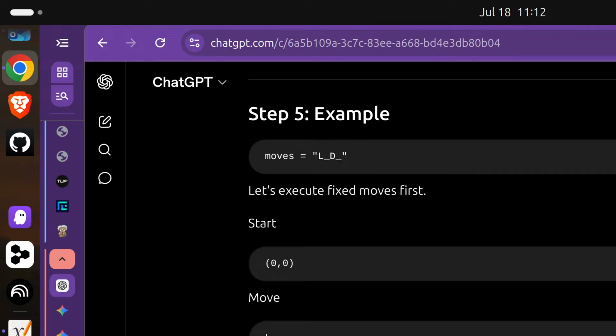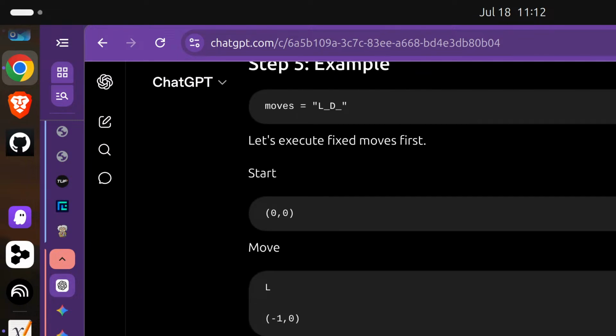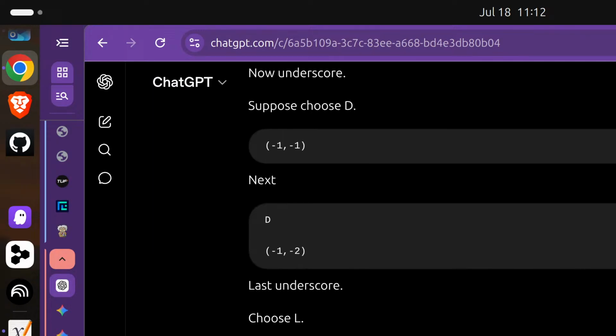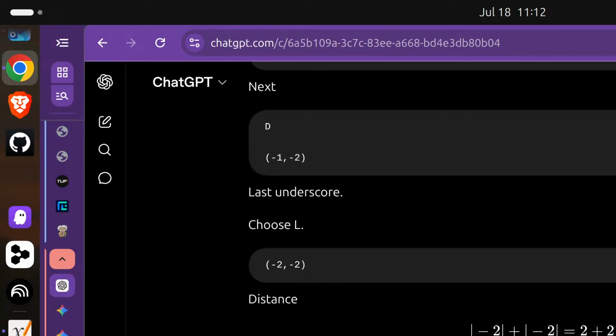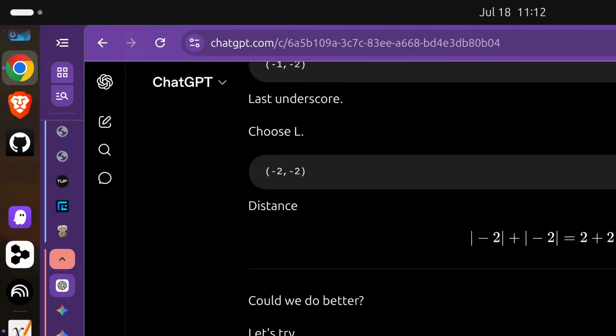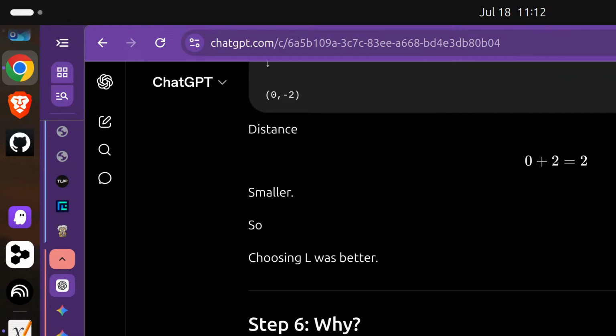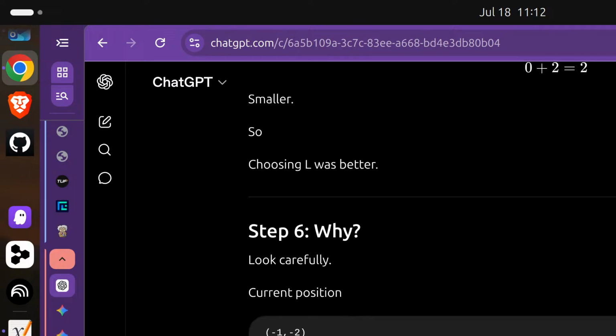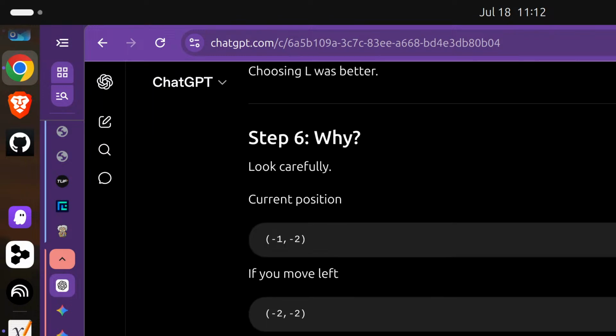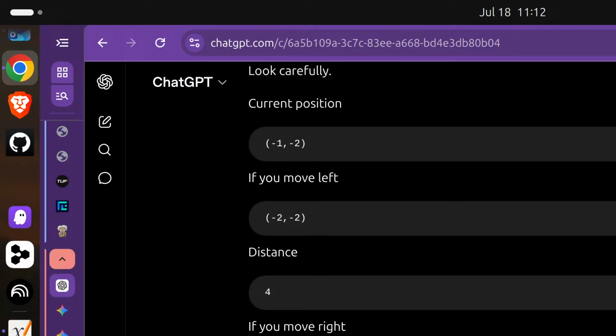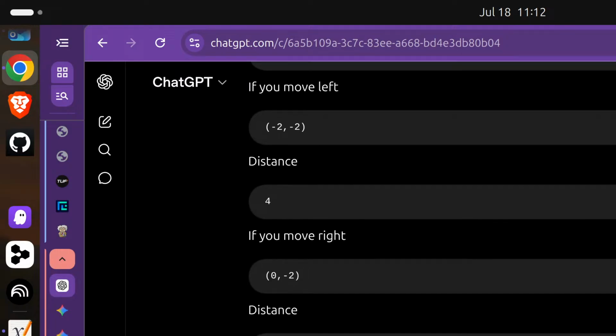Let's check the fixed moves. We have move left, underscore. Now suppose the distance D is 4. Could we do better? Let's try. Let's understand this. Right, smaller. So choosing L was better, but look carefully. Current position is this, -1, -2. If you move left, it's -2, distance is 4. If you move right, then 0 comma -2, the distance is 2. So moving toward the origin decreases the distance, and moving away increases the distance.